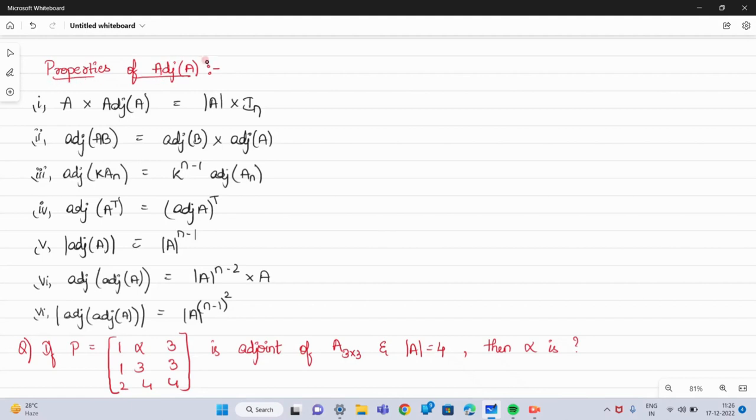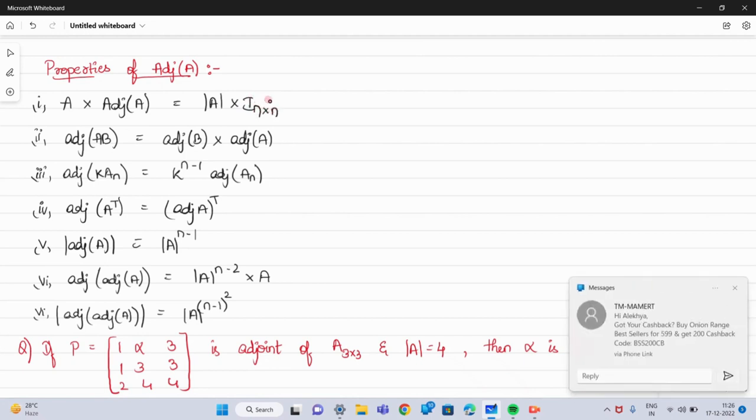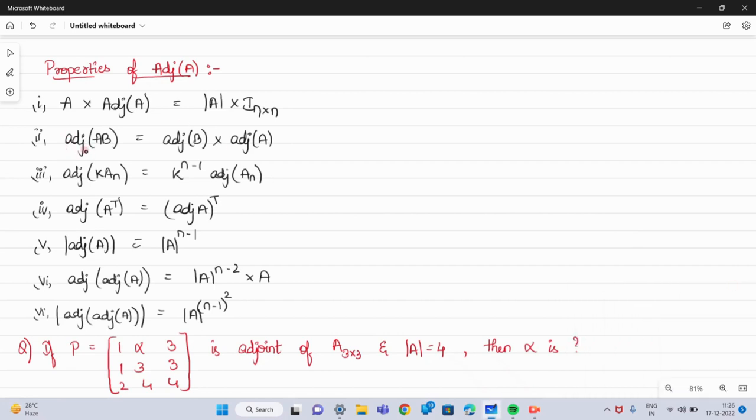Properties of adjoint matrix. First property: A into adjoint of A is nothing but the determinant of A into the identity matrix. This N denotes it's a square matrix. Second property: adjoint of AB is adjoint of B into adjoint of A. It holds the reversal law.